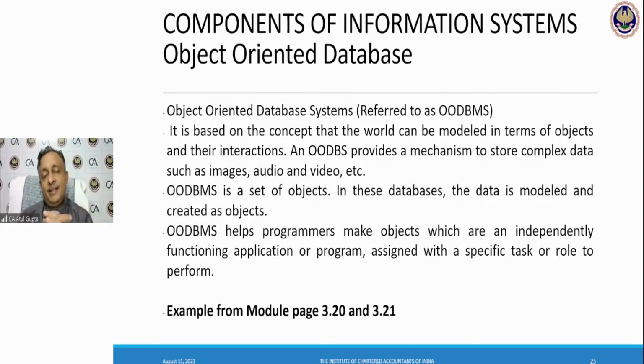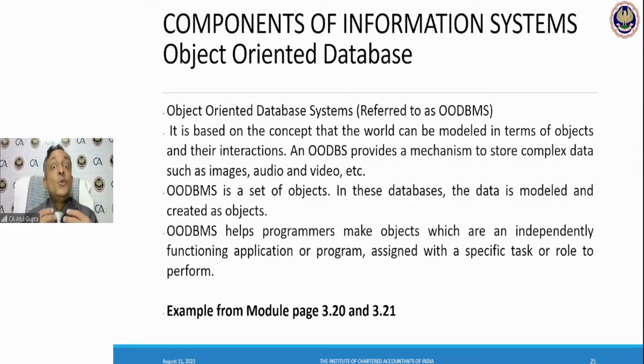Tomorrow, if the bank gives a cash credit loan to that person, then we will add another attribute, that the person has a cash credit loan with the bank. The object remains the same. The relationship is updated. That is how object-oriented works.